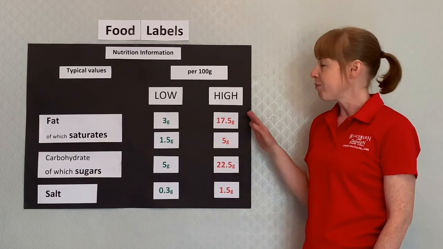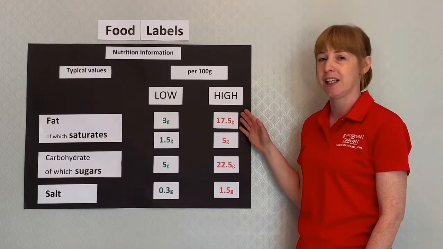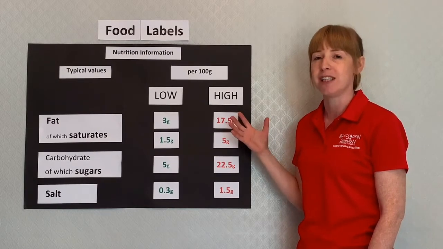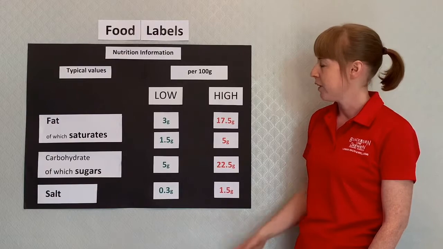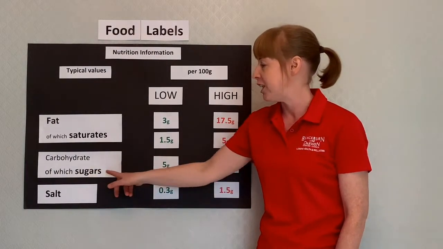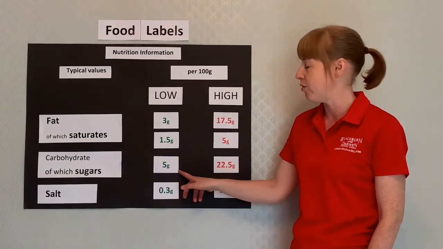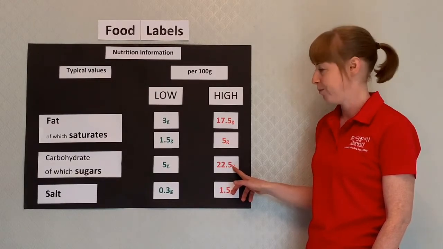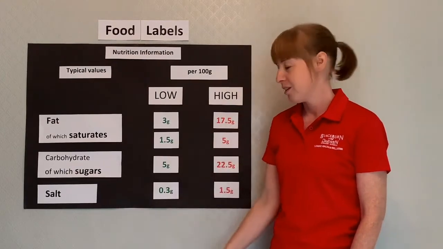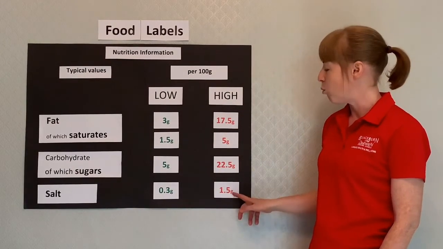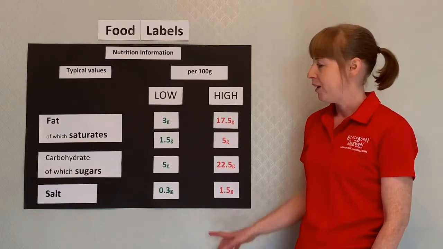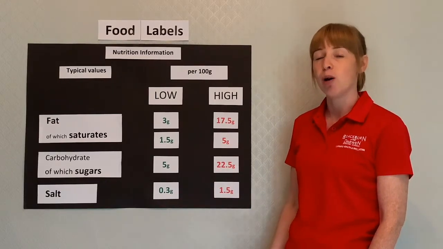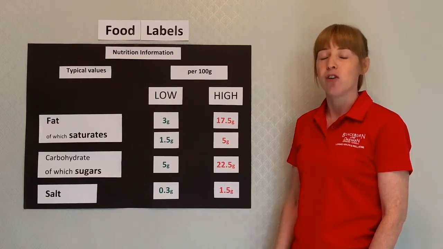But also, we don't want to have too much total fat in our diet, even though unsaturated fat is good for us, because that could lead to high calories and a lot of energy in the product. Carbohydrates, of which sugars, so it's the sugars that we're looking for, 5 grams is low, 22.5 grams is high. Salt, 0.3 grams is low and 1.5 grams is high. We want to keep the salt low because too much salt in the diet can raise our blood pressure, and that again can lead to other health problems.